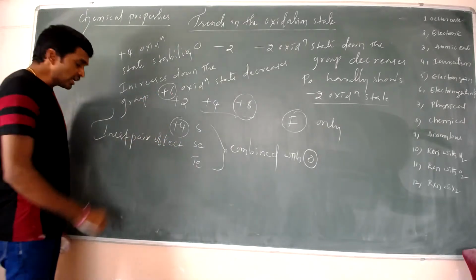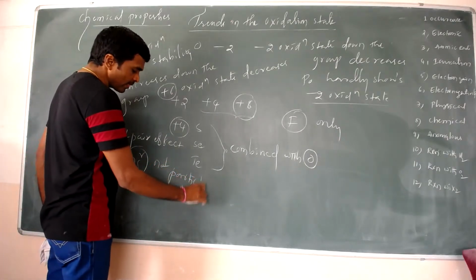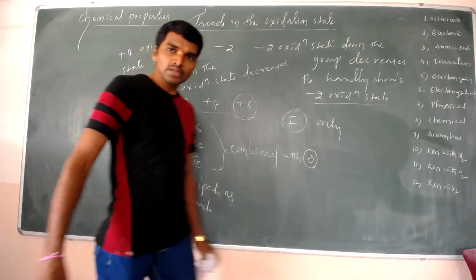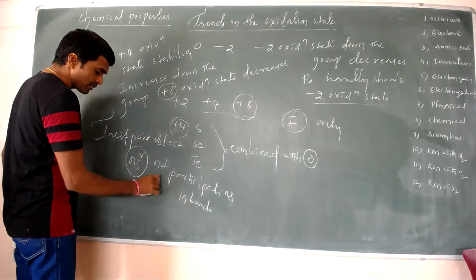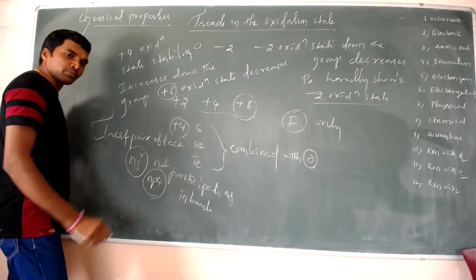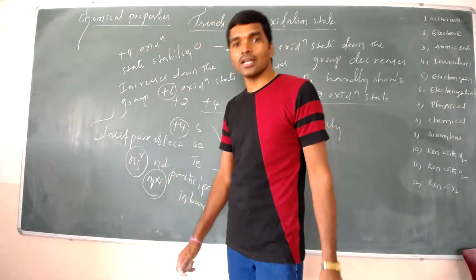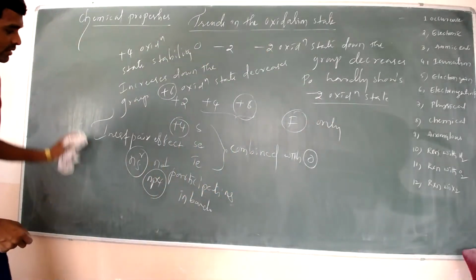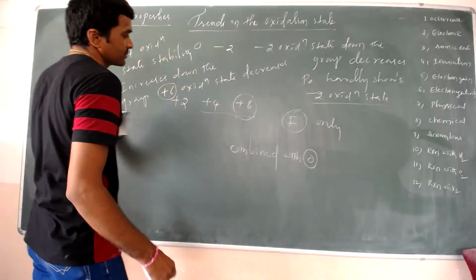Already I told you, inert pair effect means ns2 electrons are not participating in bonding. This group's elements have the general electron configuration ns2np4. Only 4 electrons are participating in bonding; these 2 electrons are not participating in bonding. That phenomenon is said to be the inert pair effect. Okay, right. Now we have discussed the oxidation states.